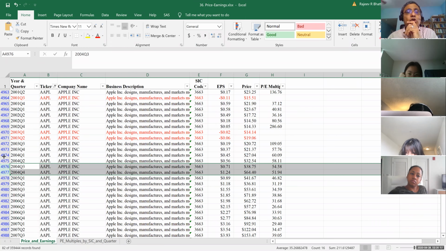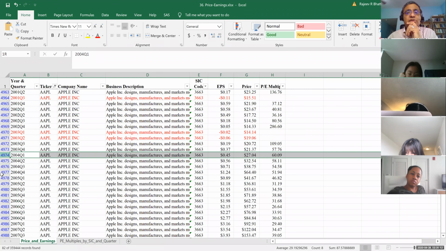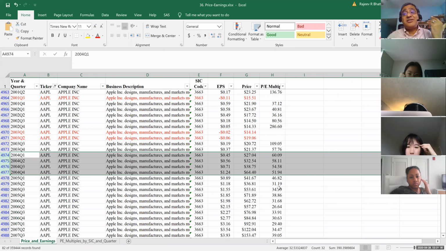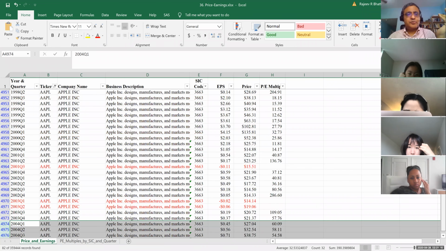Look at 2004 Q1 to 2005 Q1, the PE ratios are in the 50s and 60s. Those are very high. This is when the iPod is coming out. Finally, Apple is moving into something quite different. So if a firm moves into something quite different, the market will view its growth as quite different. So that's not surprising at all.